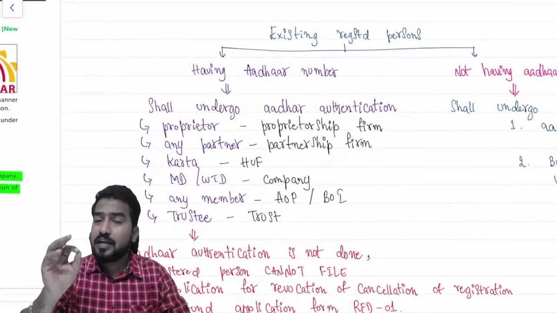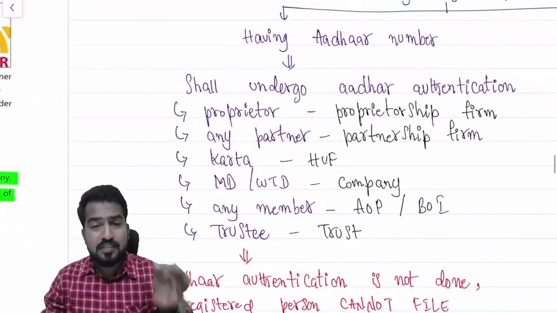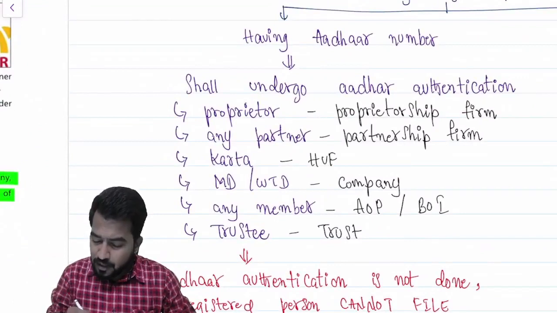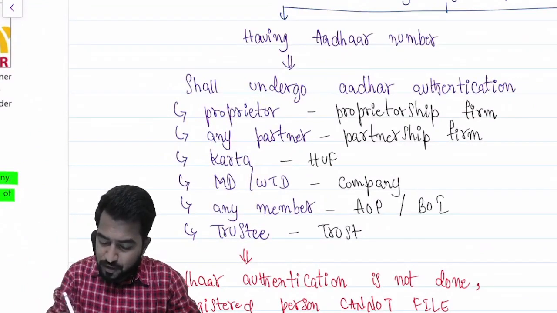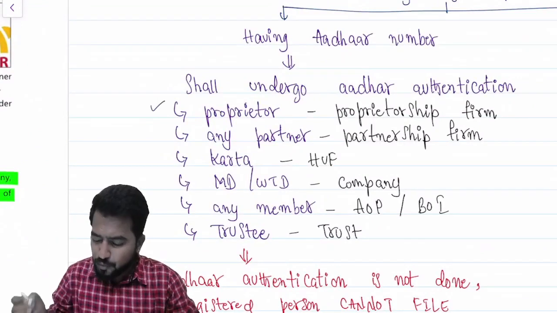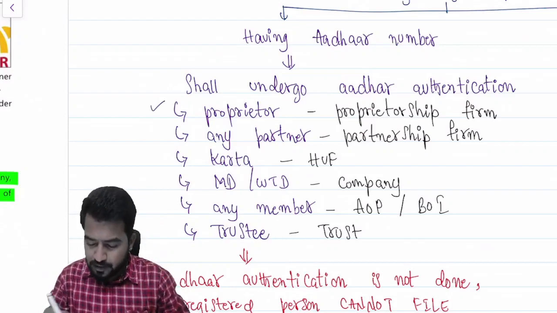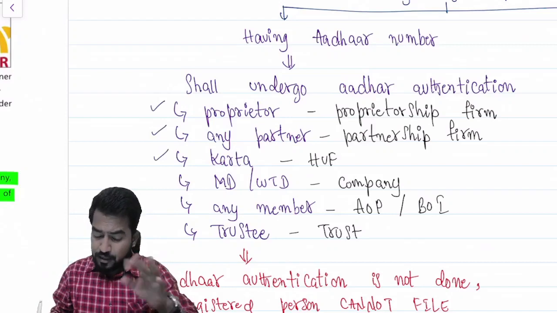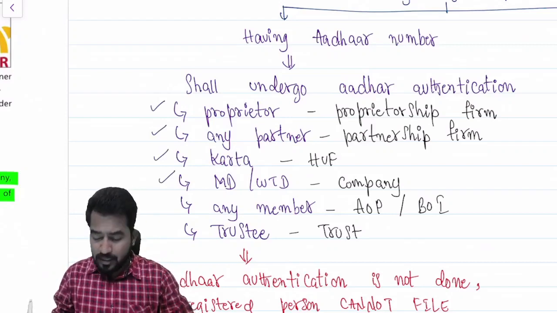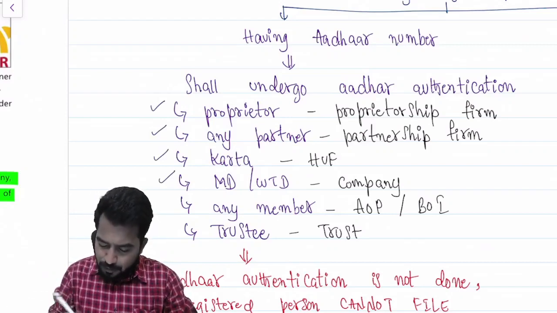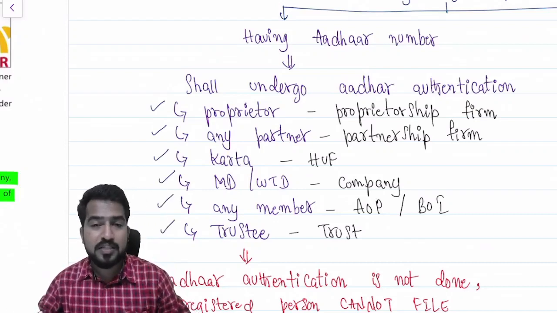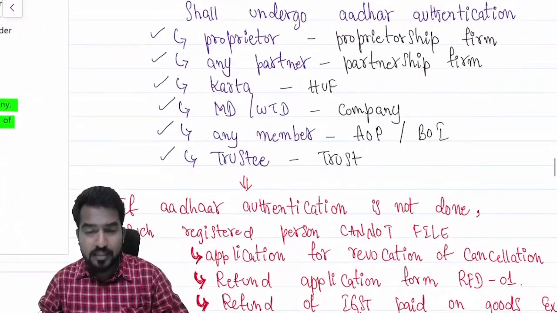Who has to undergo Aadhaar authentication? If the existing registered person is already having an Aadhaar number, he shall undergo Aadhaar authentication. Who shall undergo? If it is a sole proprietor business, the proprietor. If it is a partnership firm, the partner. If it is a HUF, the Karta. If it is a company, the MD or whole-time director. If it is AOP or BOI, then any member. And if it is a trust, any trustee shall undergo Aadhaar authentication.